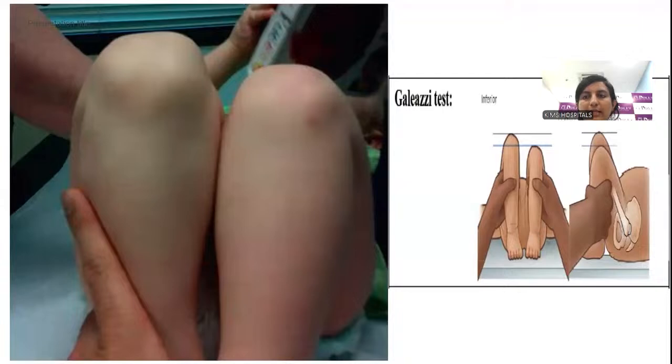Galeazzi sign is another sign which is elicitable above 3 months. Here the baby is placed supine, with the knees folded with hip flexion. So we can see that there is asymmetry between the two knees. This is because of limb-length discrepancy.